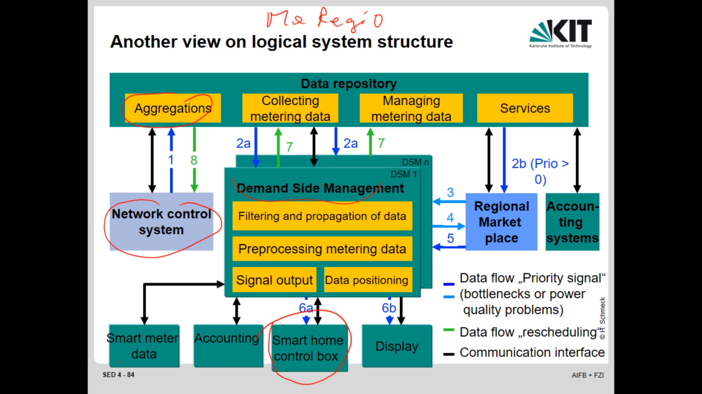So this just shows how different components here would communicate. I think it's more or less self-explaining. We have priority signals. This is the blue signal here, and if we have the priority signal greater than 0, the market is in there. If it is 0, then the market is not involved, and it's going directly to the demand side managers.